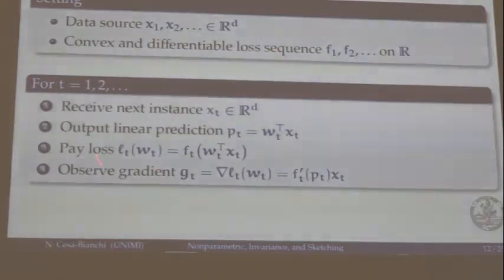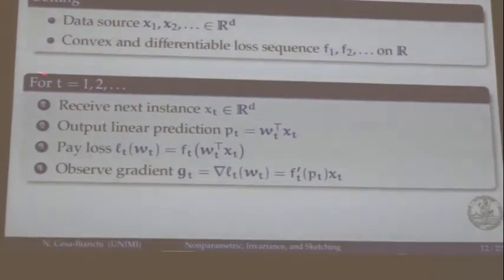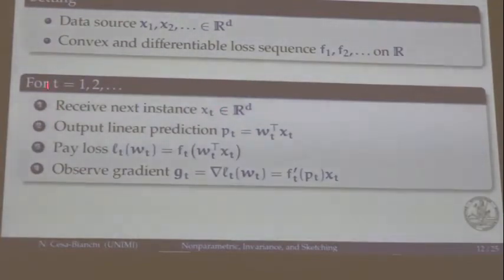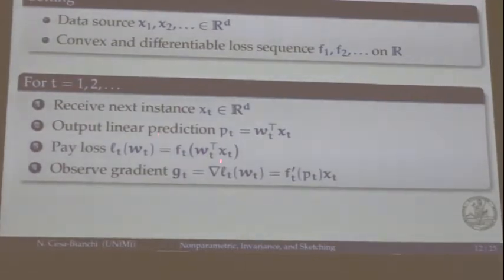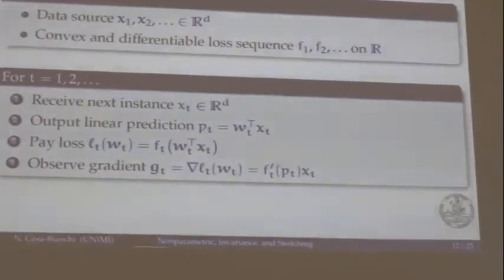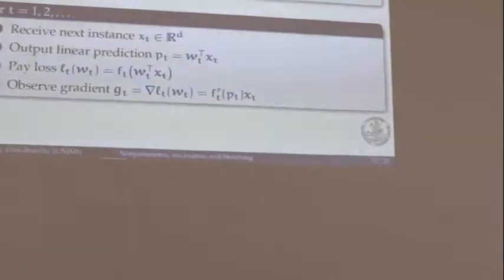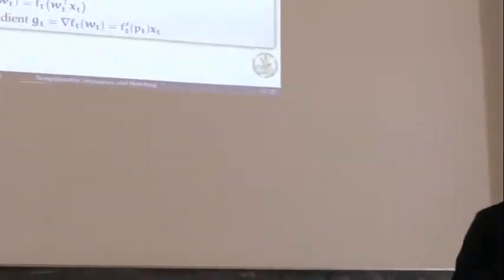So the protocol is similar to before. I'm going to receive the next instance. I'm going to output some prediction p_t. Now p_t is a linear prediction. It's not a probability anymore. Sorry for the clash of notation. I'm making a linear prediction according to some set of coefficients that the algorithm is cooking up. And then I'm going to pay some loss, which is the corresponding loss in the loss sequence applied to the linear prediction. The loss sequence is deterministic, but unknown. I don't know the data points beforehand. I don't know the loss sequence beforehand. I just see the next data point.